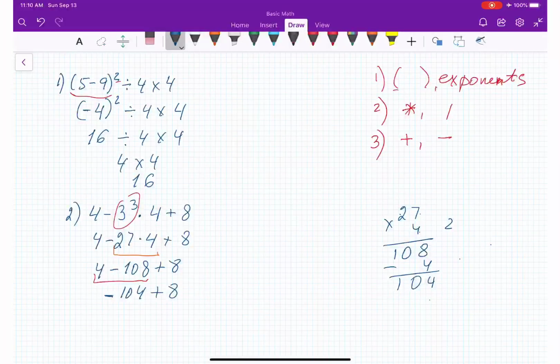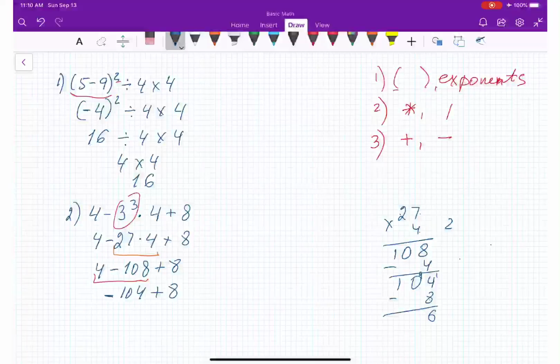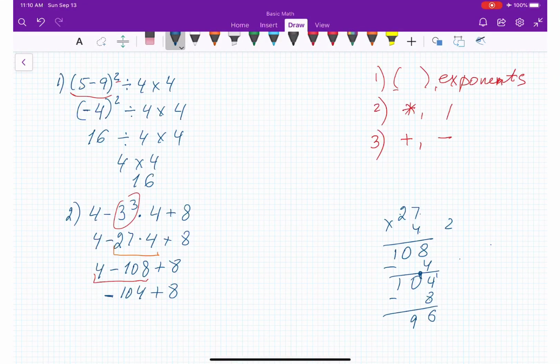And again, negative, positive, so we are going to subtract. Let's subtract 8. 14 minus 8 is 6. Here will be left 9, and instead of 1 is 0, that's it. So it's going to be 96, and we put negative because 104 is the bigger number.